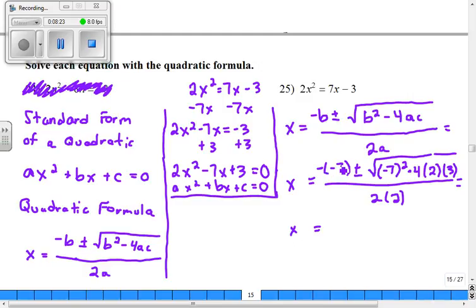Okay, so I have a negative, negative 7. A negative times a negative is a positive. So I have 7 plus or minus the square root of negative 7 squared. Well, negative 7 times negative 7 is positive 49 minus 4 times 2 is 8. And 8 times 3 is 24. And this is over 2 times 2, which is 4.